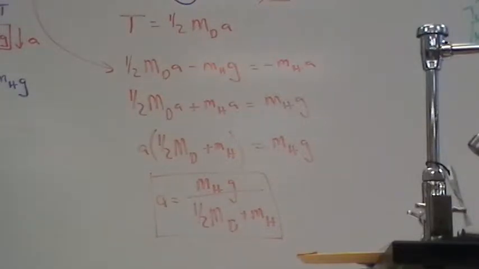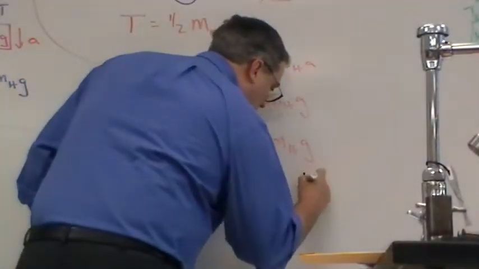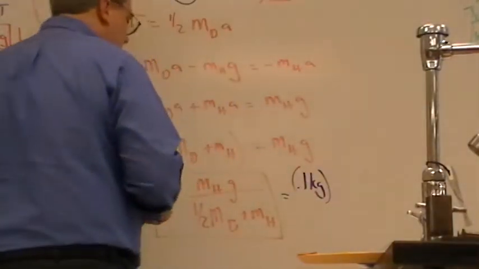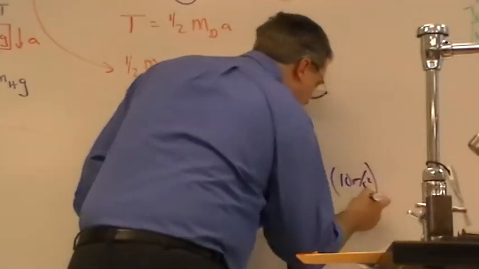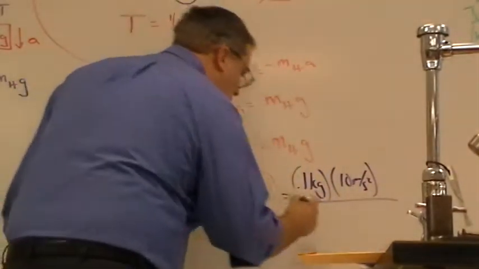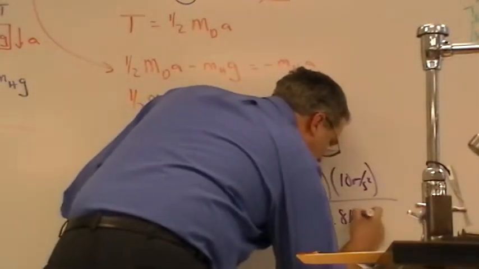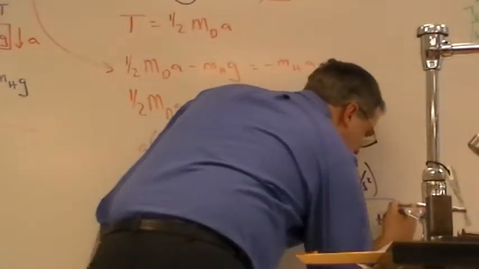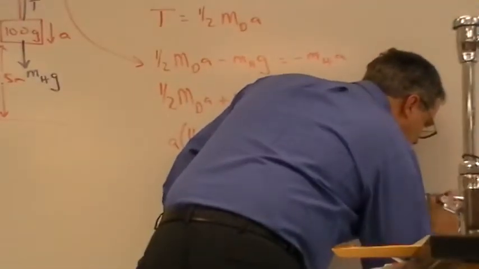Okay. Anyway, let's finish the problem. So we can get a value for A. The mass hanging was 100 grams or 0.1 kilograms. G is 10 meters per second squared over 1/2 the mass of the disc, 0.8 kilograms, plus the mass hanging, 0.1 kilograms.